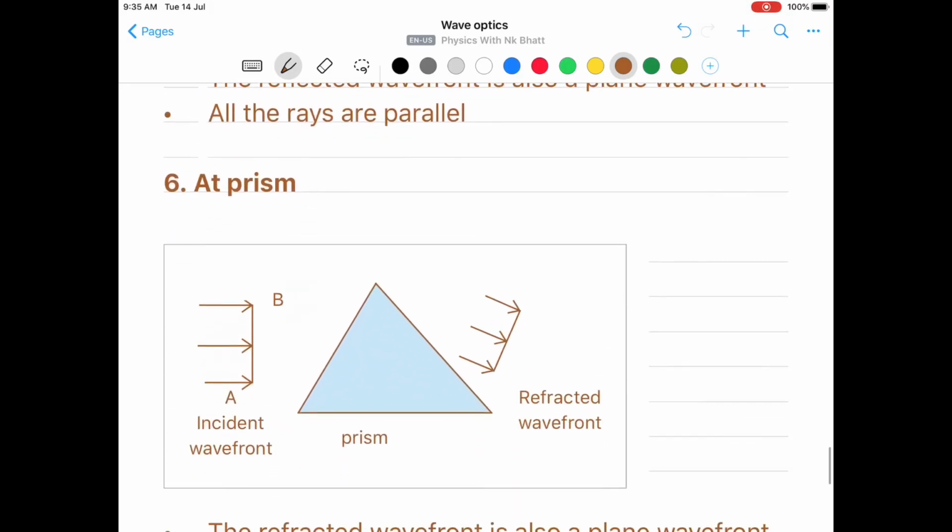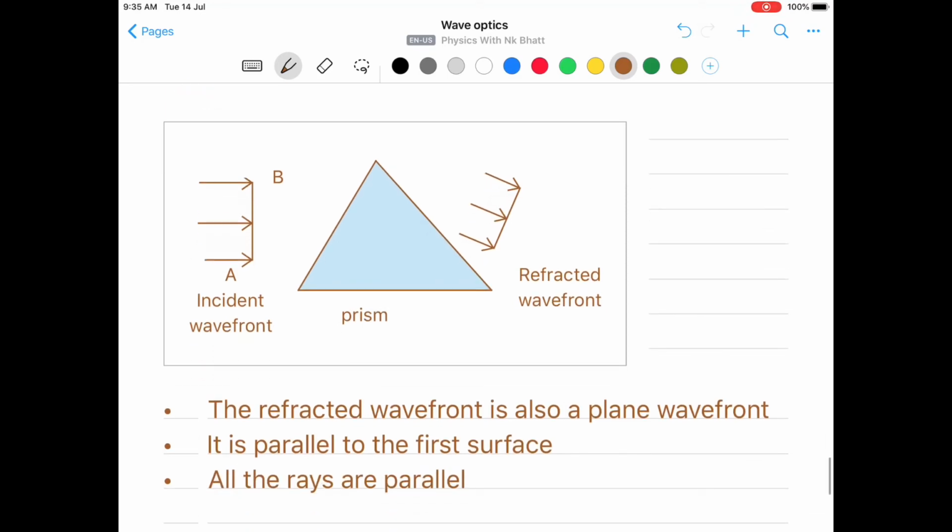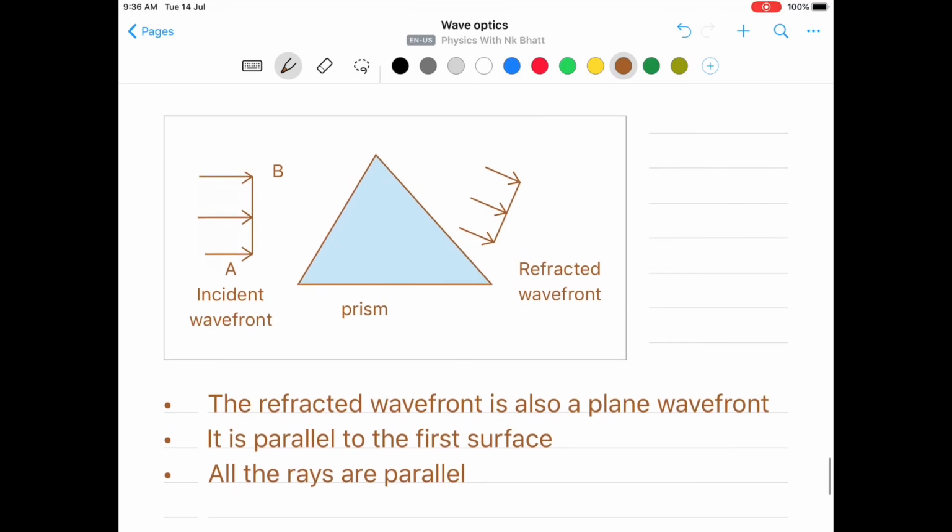Last but not least, we are considering prism. When the plane wavefront is incident over the surface of prism, then you can see the refracted wavefront is also a plane wavefront, but its orientation or alignment is parallel to the first surface over which the plane wavefront is incident. So these outcomes we can list. The refracted wavefront is also a plane wavefront and it is parallel to the first surface. All the rays are still parallel because the refracted wavefront is a plane wavefront.